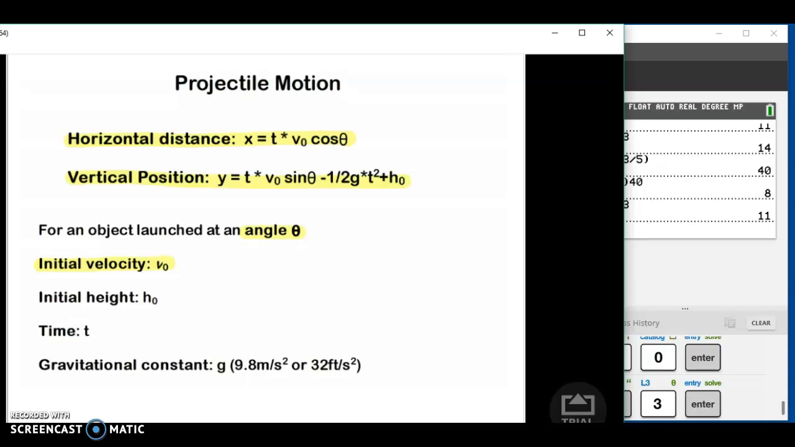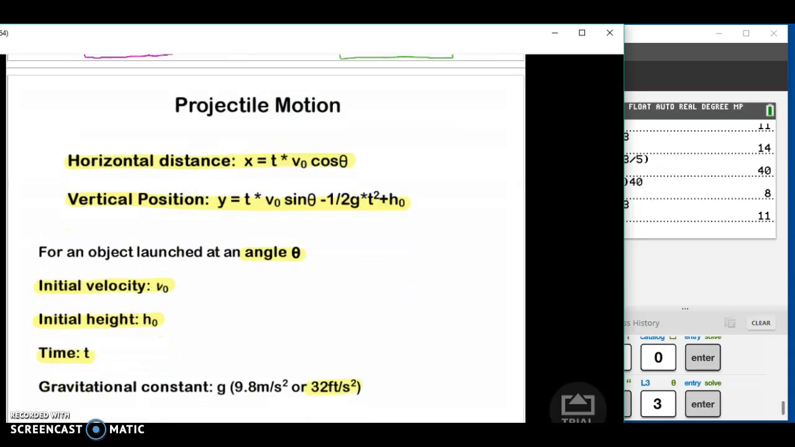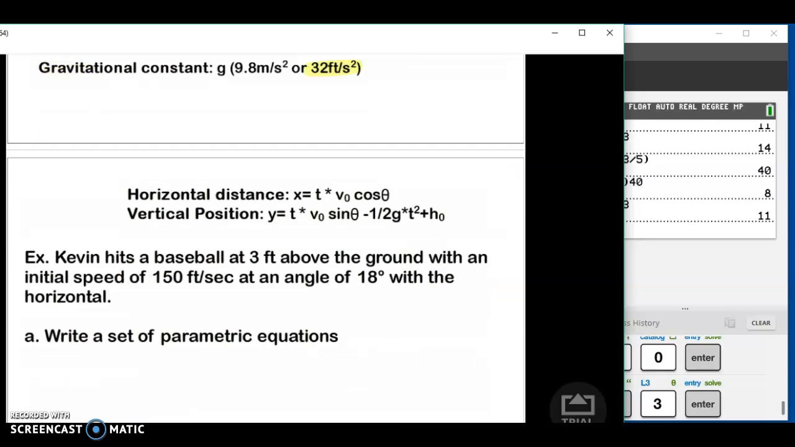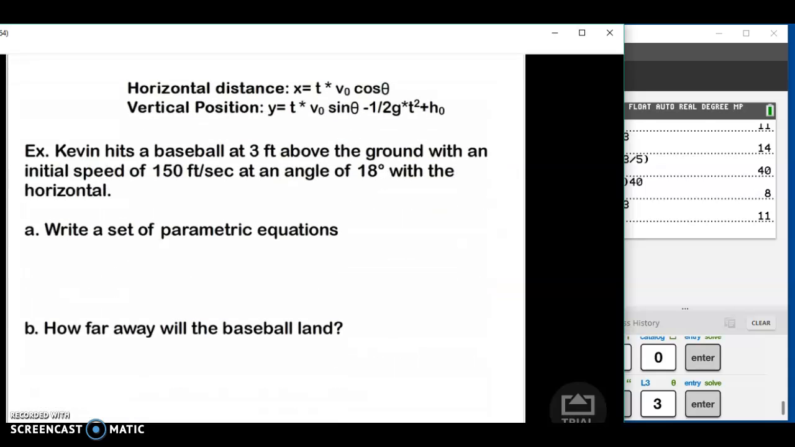A lot of the problems we're going to see are going to be in feet per second, so we're going to use 32, but you just have to look at your units to see which one you're going to use. And then times t squared plus h naught, which is the initial height, and t does stand for time here. Like I said, they will either tell you the equations, or if they don't, you will make your equation, but you will be given these formulas. Okay, so you're going to need your calculator for this. So we're going to see how this is going to work.